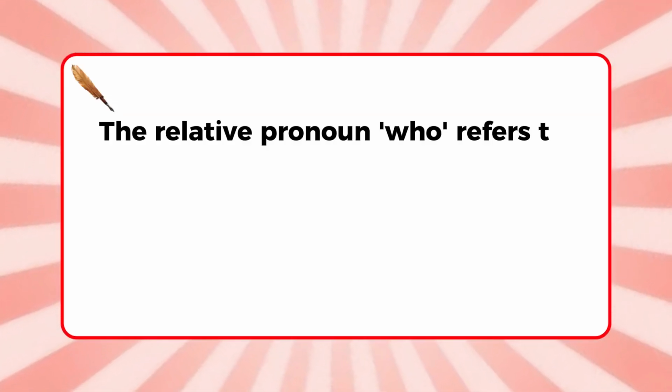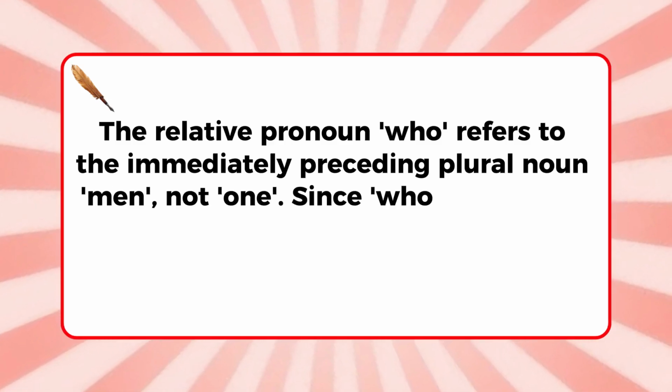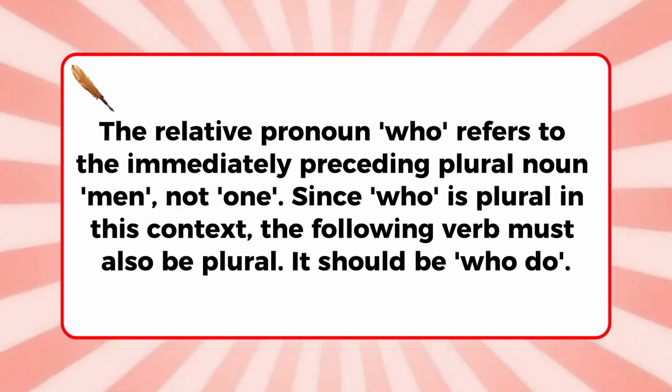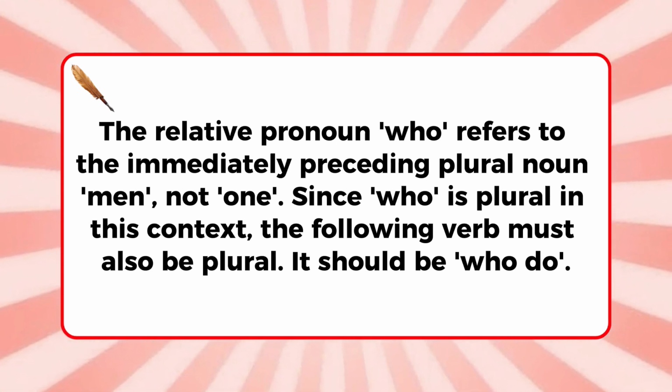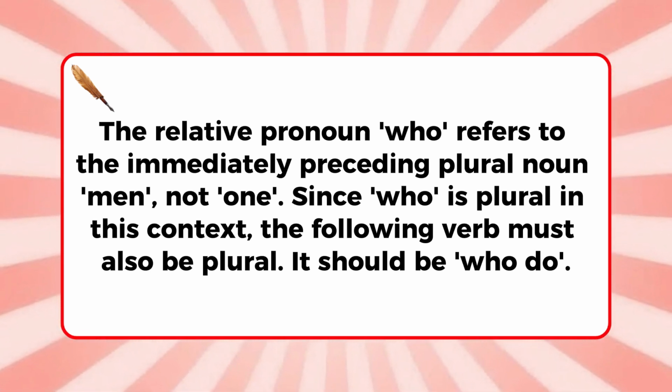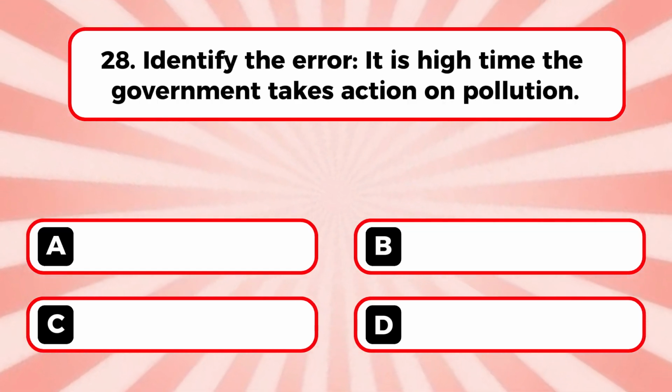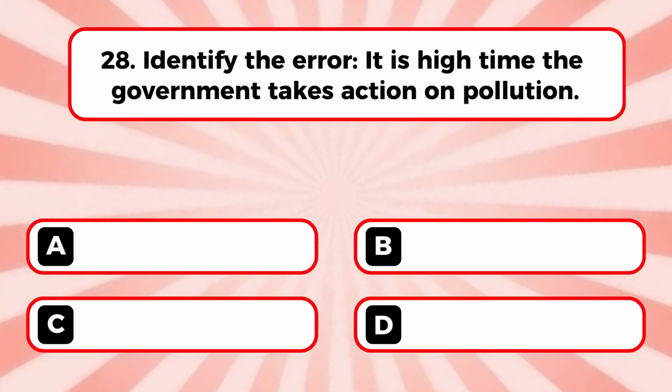The relative pronoun who refers to the immediately preceding plural noun men, not one. Since who is plural in this context, the following verb must also be plural. It should be who do. 28. Identify the error. It is high time the government takes action on pollution.